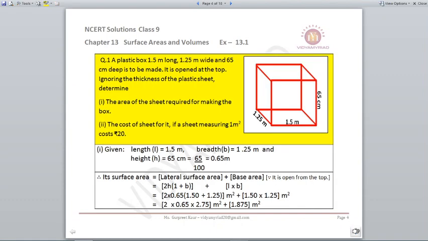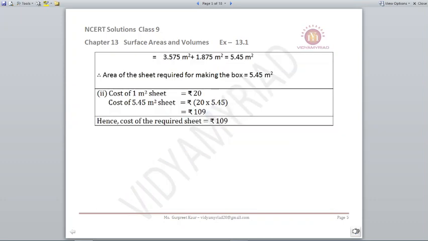Now in the second part they are asking the cost of the sheet. If a sheet measuring 1 meter square costs 20 rupees. Now we know that they are telling us 1 meter square sheet is costing 20 rupees. So 5.45 meter square sheet will cost how much? 20 multiplied by 5.45, which gives you 109. So the cost of the required sheet is rupees 109.